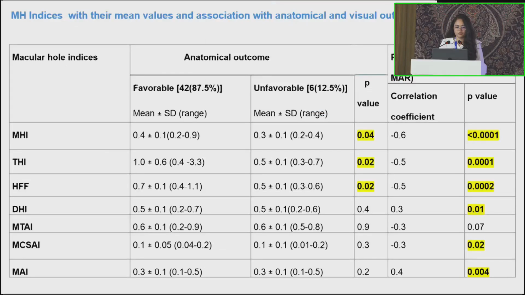Now coming to the macular hole indices and their mean values and their association with the anatomical and visual outcome. We found that MHI, THI and hole forming factor were associated significantly with the post-operative anatomical outcome, such that these factors had higher values in the favorable anatomical group as compared to the unfavorable anatomical group. Coming to the post-operative visual acuity, we found that MHI, THI, hole forming factor, macular hole cystoid space area index and macular area index had significant correlation with post-operative visual acuity.